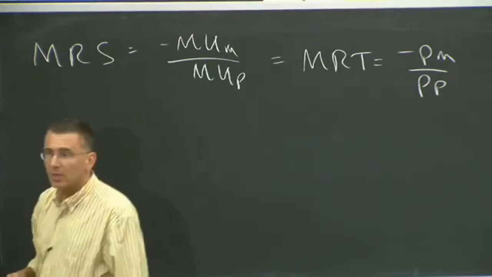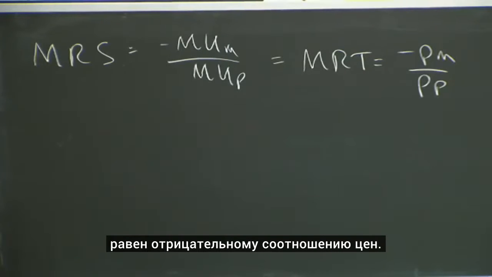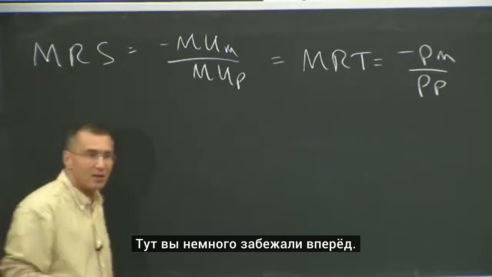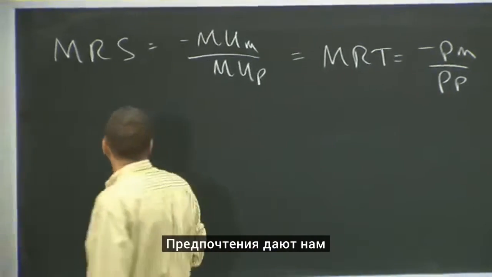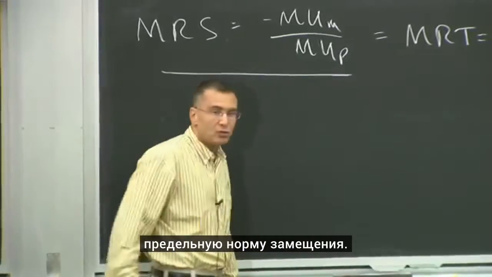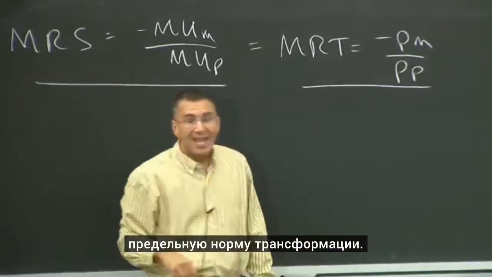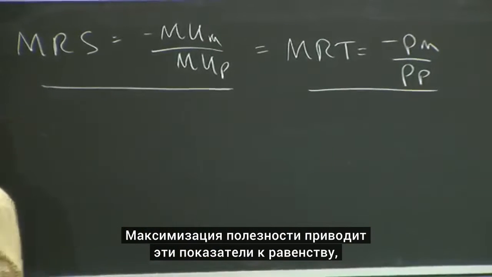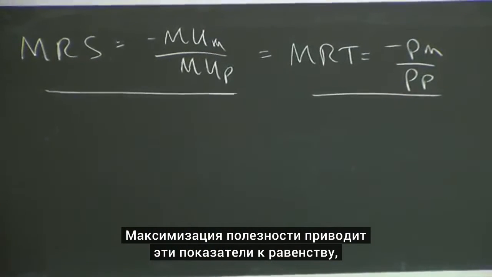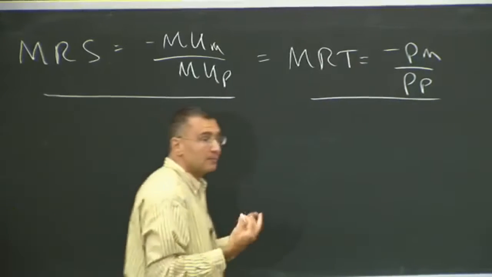The slope of the budget constraint is the negative of the price ratio. That's where you were sort of one step ahead of us here. So preferences give us the marginal rate of substitution. The mechanics of the market give us the marginal rate of transformation. And utility maximization gives us that those are equal, because they're equal at that tangency.